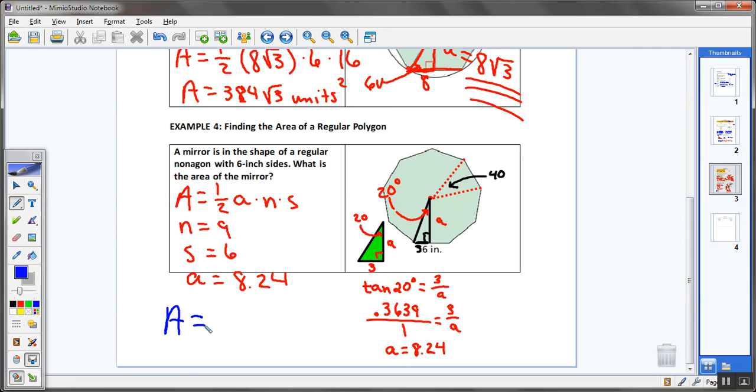My area of this regular nonagon, side length 6, is going to equal 1/2 times the apothem, times the number of sides, which is what? I'm sorry, 9 times the side length of 6. All right, run it through. 222.48. How many are getting 222.48? Was there a unit to that, kids? Inches. All right, so square inches is what we'll call this.